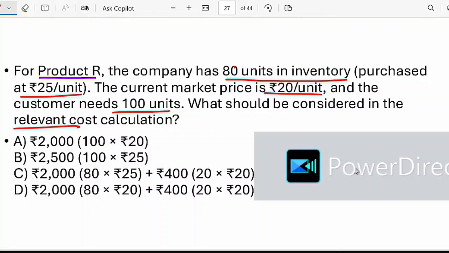Right, 80 units of product are in inventory, bought at 25 rupees per unit. The customer needs 100 units, right? So the company has to decide whether to use the existing inventory or to buy more units to fulfill the order, right? So what cost should the company consider to make the decision? Think carefully.